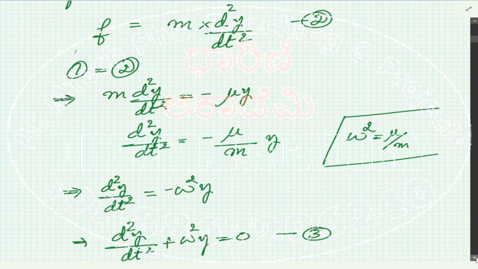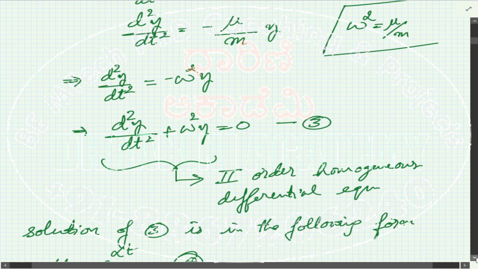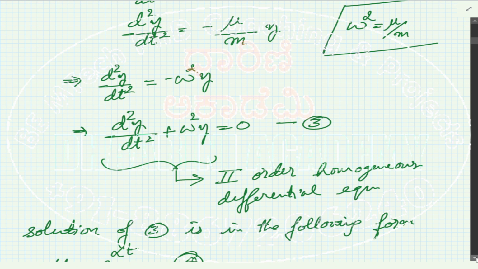In order to make the second order differential term have a coefficient equal to 1, we divide the whole equation by m. So we write d square y by dt square is equal to minus omega square into y. Now, when I take the minus omega square y to the other side, I get d square y by dt square plus omega square y is equal to 0. Let's call this equation 3. If you look carefully, this is a second order homogeneous differential equation.